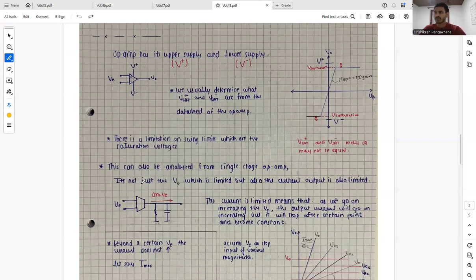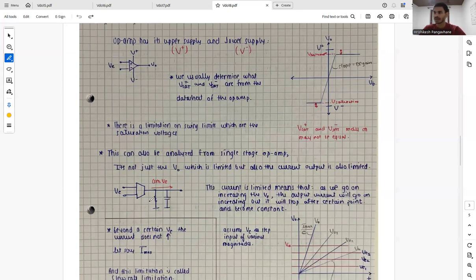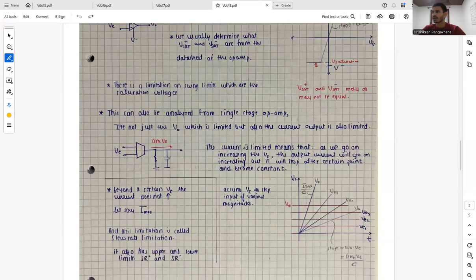It's not just the V naught which is limited, but also the current from the transconductor, or the output current, is limited. What does that mean? As we go on increasing the input voltage VE, the output current will go on increasing, but it will stop after a certain point and become constant. So let's say this is a V naught versus time curve. We applied a VE input, we have our V out in this direction, and its slope is basically the current divided by C.